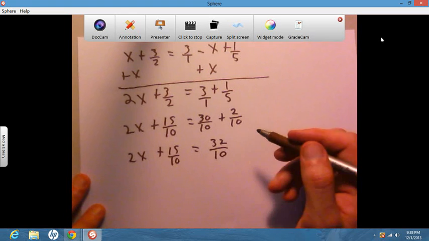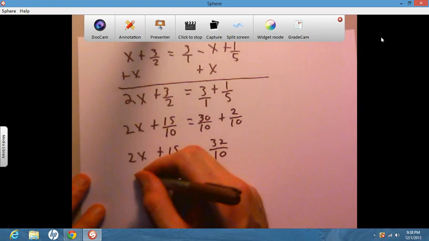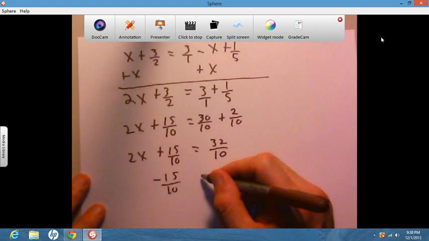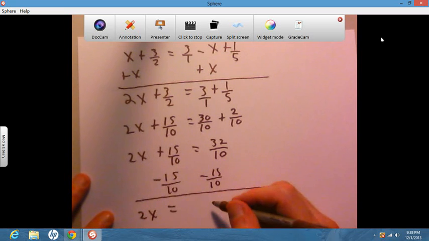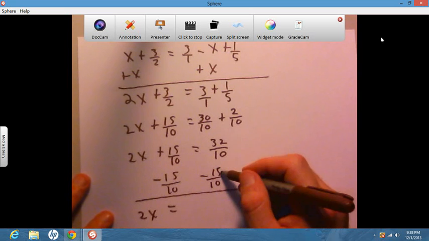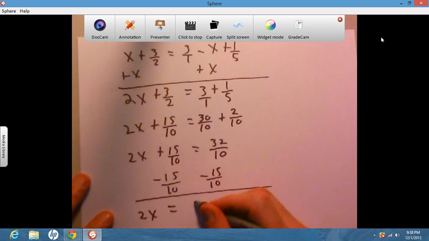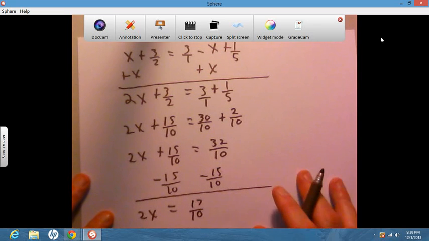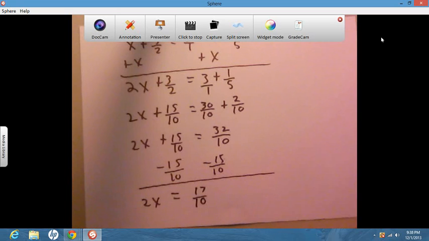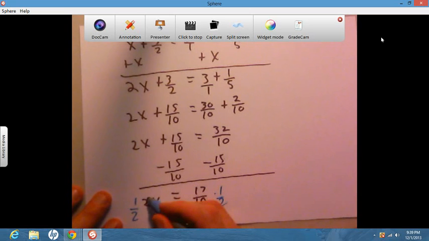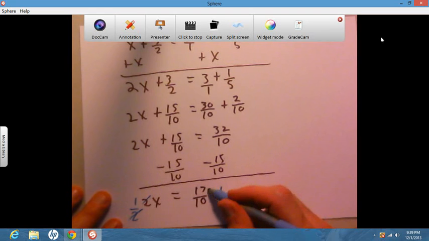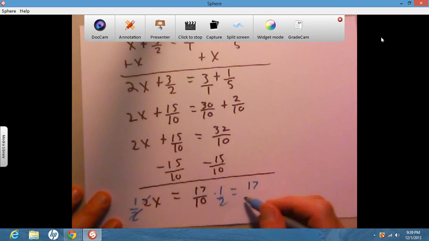Now I'm going to subtract 15 over 10 from both sides. And I'm going to have 2x equal to 32 minus 15, which is 17. The denominators are the same, so it's just going to be 17 over 10. Now what I can do is multiply both sides by 1/2. And the 2's cancel here to give me x. And 17 times 1 is 17, and 10 times 2 is 20. So x is equal to 17 over 20.